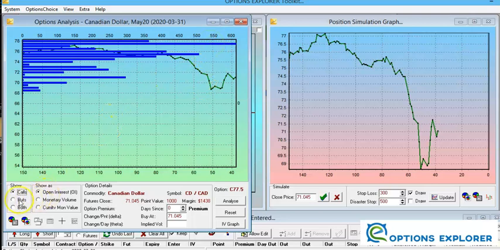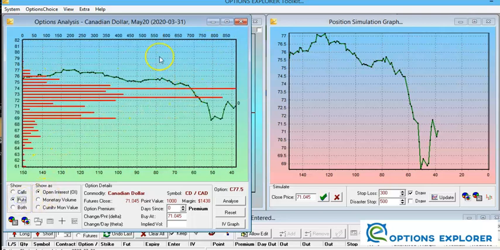If you look at the puts, likewise, the market has sold a lot of puts at the strike price of around 74. Those puts currently are in the money. So the market is quite confident. Look at the volume that was sold.